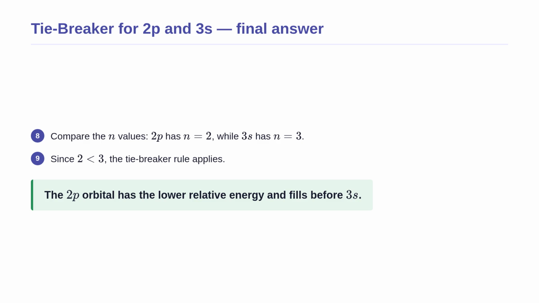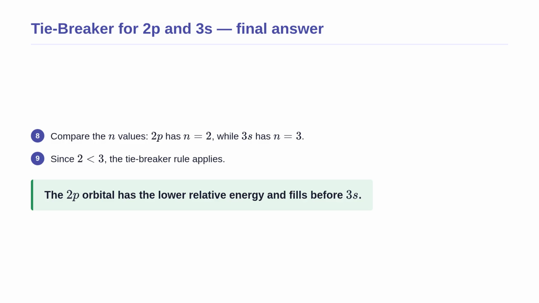According to the tiebreaker rule, we must now look at their principal quantum numbers. The 2p orbital has an n value of 2, while the 3s orbital has an n value of 3. Because 2 is less than 3, the 2p orbital wins the tiebreaker. Therefore, the 2p orbital has the lower relative energy.